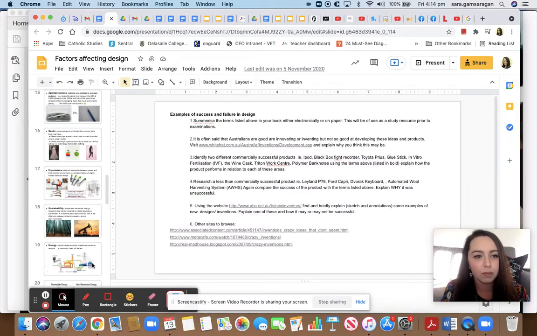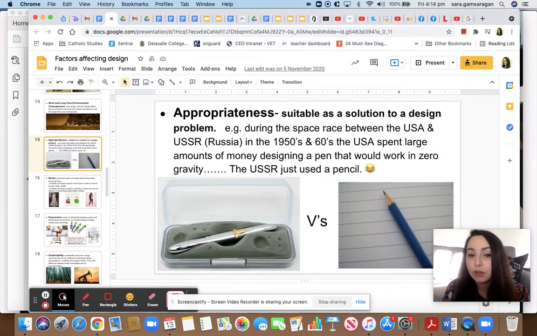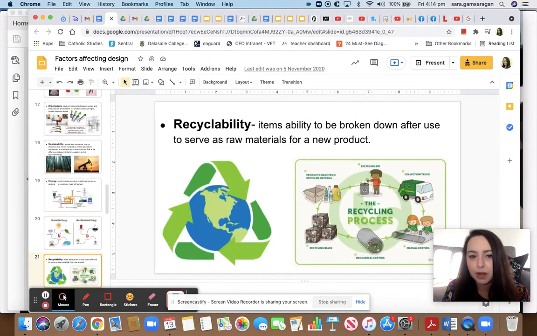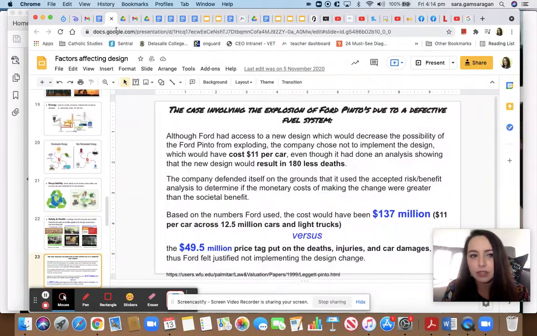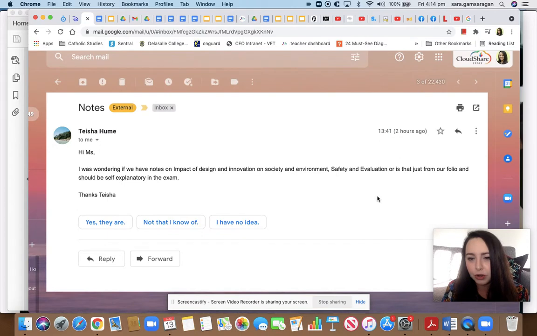Anyway, so yeah, I'll put this in your drive now so that you've got all these examples. You should remember a lot of these things, so you can have a flick, and hopefully that will help as well. So in answering Tisha's question, should we already know this or should we have notes? Both?